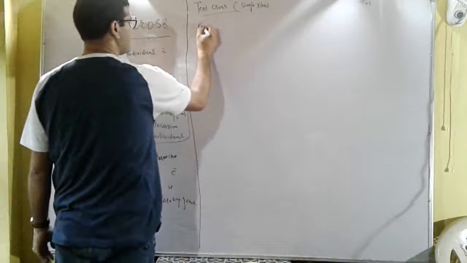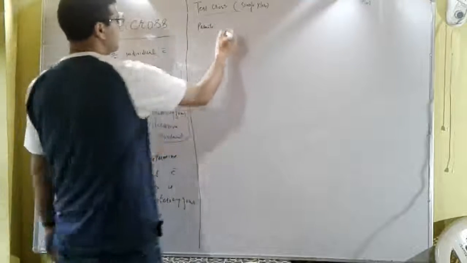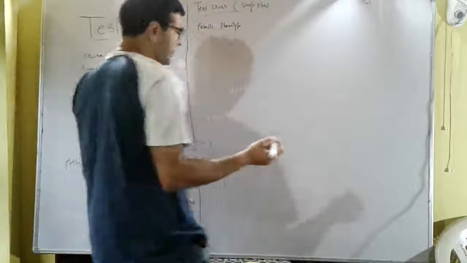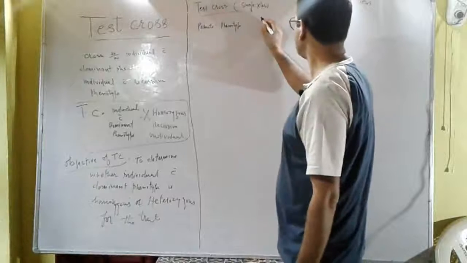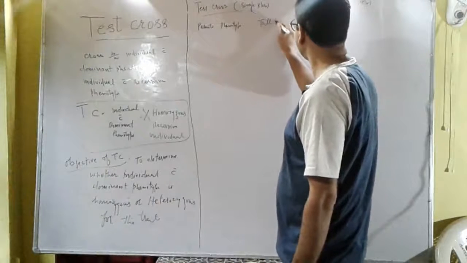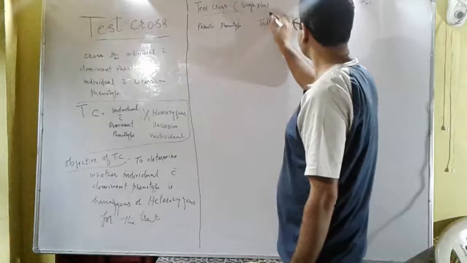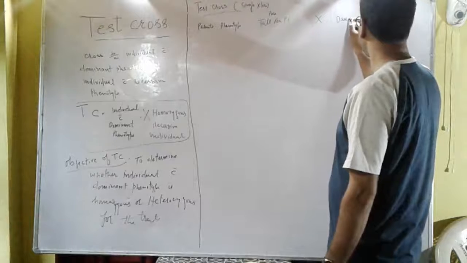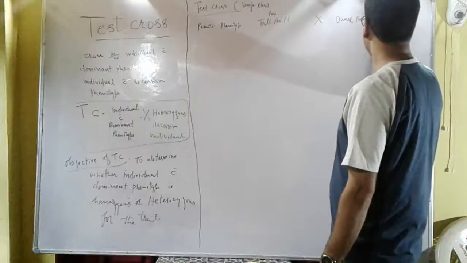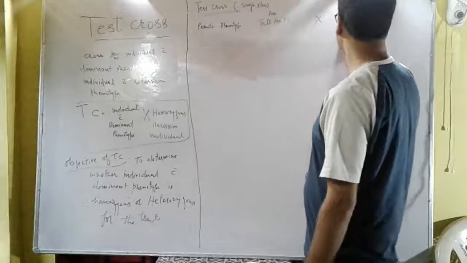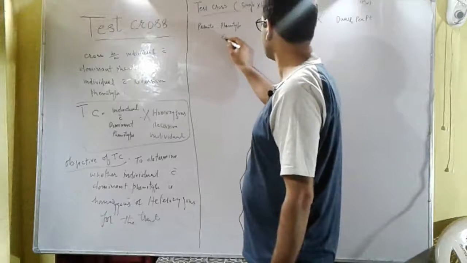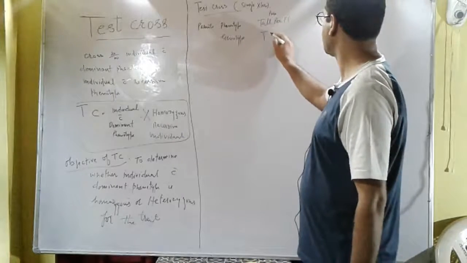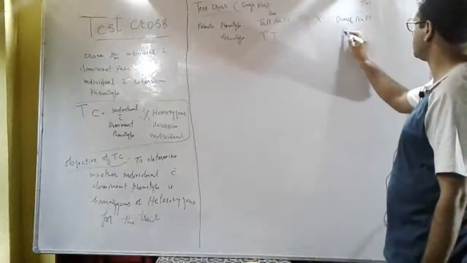We have got parents. Their phenotype is tall pea plant. It is pure tall pea plant. It is crossed with dwarf pea plant. Then what would be the genotype? Genotype is, this is pure capital T, capital T. This is dwarf pea plant. It would be like this.